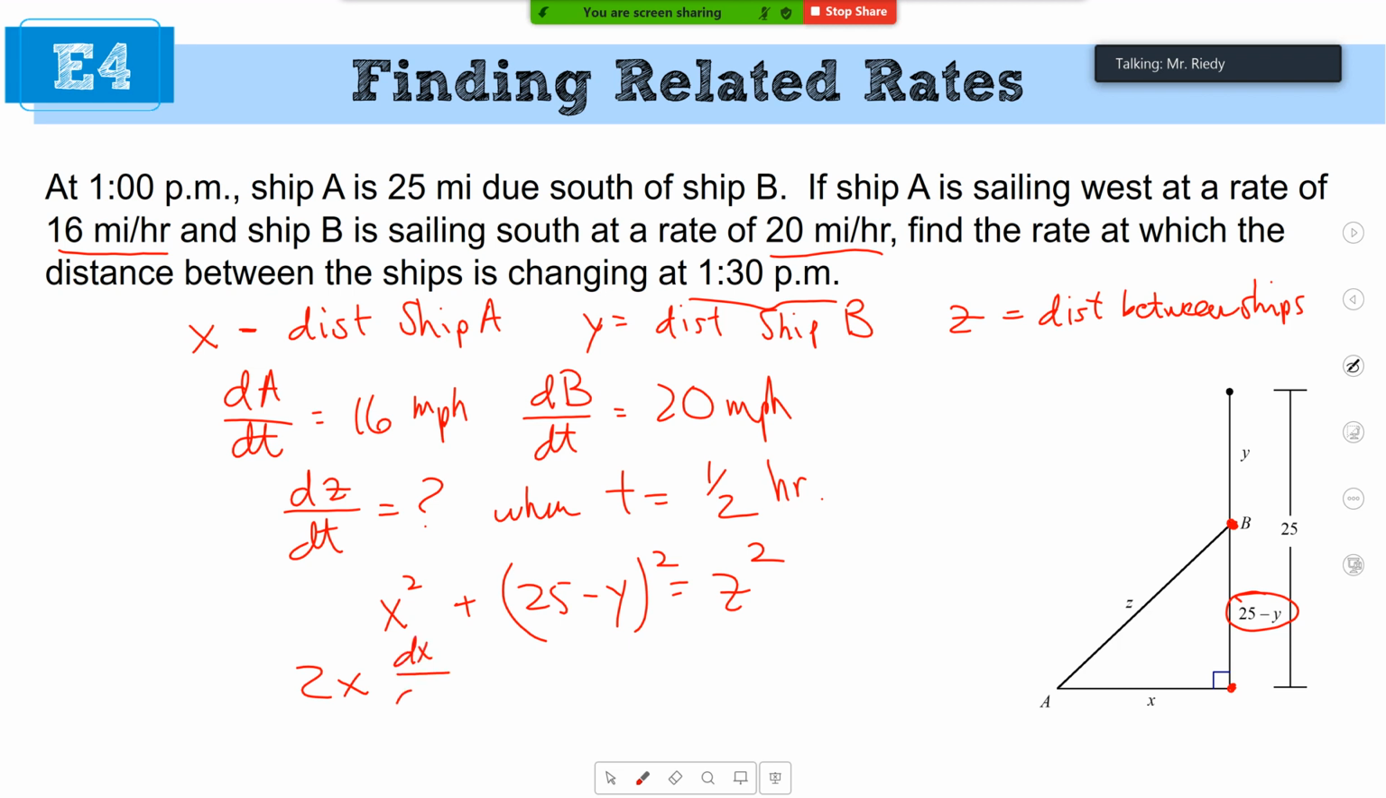2x dx/dt. I took a derivative with respect to time for x plus 2 times the quantity 25 minus y, times negative 1 times dy/dt. Okay, bring the 2 down, reduce it by 1, chain on the derivative of the stuff inside. Derivative of negative y is negative 1. 2z dz/dt.